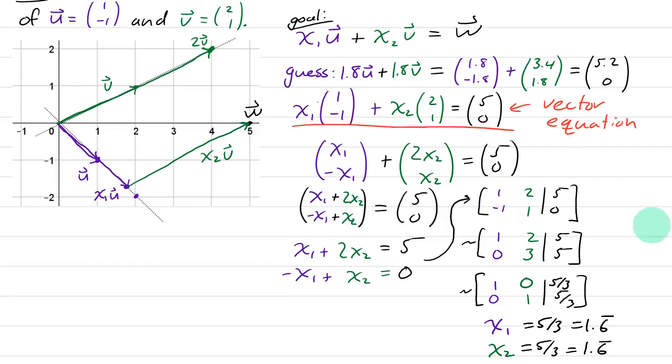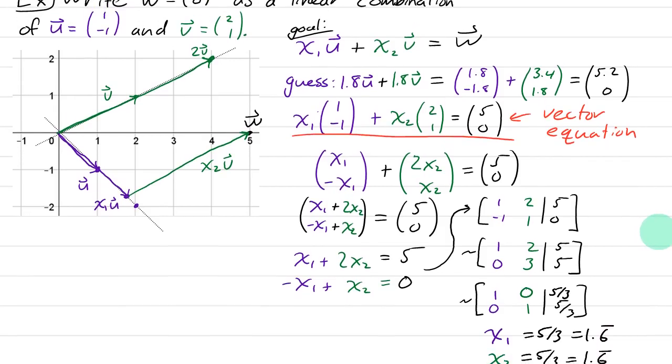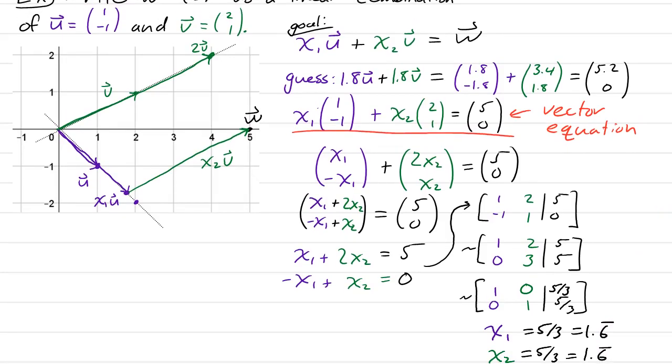And that tells you exactly what you need to do. And you could check that if you want. If you do 5/3 times 1, -1 plus 5/3 times 2, 1, hopefully it does give you exactly 5, 0. So we weren't too far off with a 1.8, but it's not as close as you usually want to get.